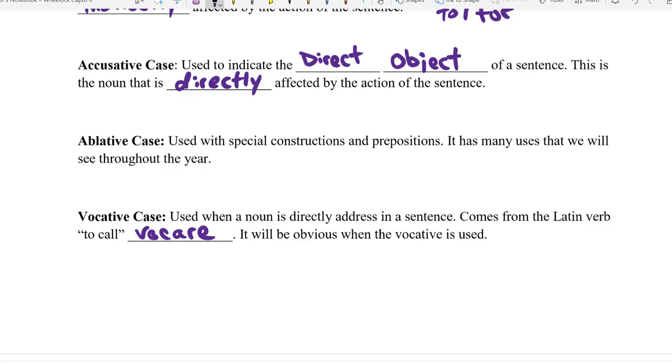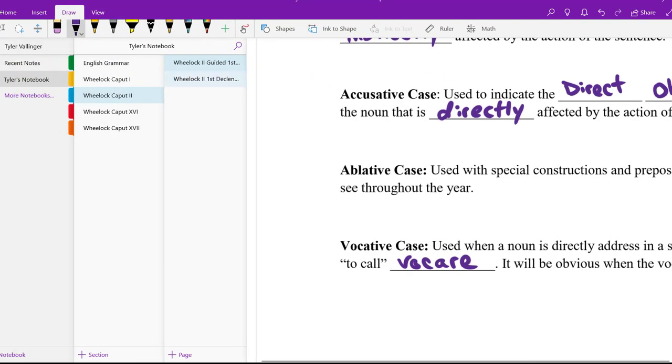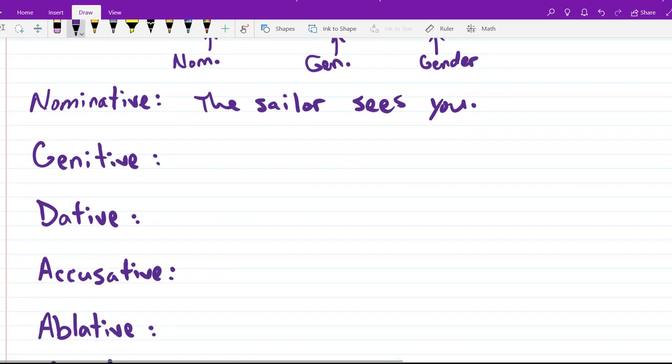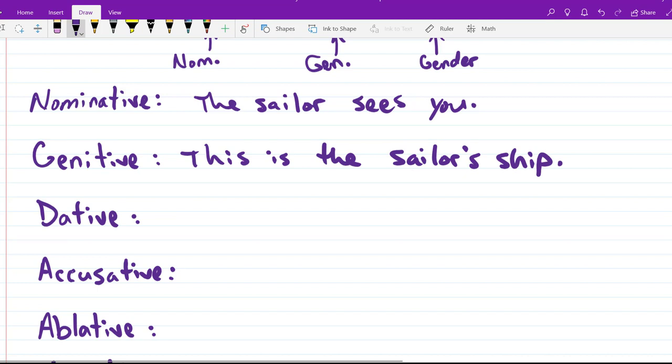So let's just very quickly see here. If we said nominative, let's just use sailor. We could say, "The sailor sees you." That's an example of nominative. It's the subject. It's doing the action. The sailor is doing the seeing. If we said, "This is the sailor's ship," here sailor is showing possession, right? So that would be genitive case.